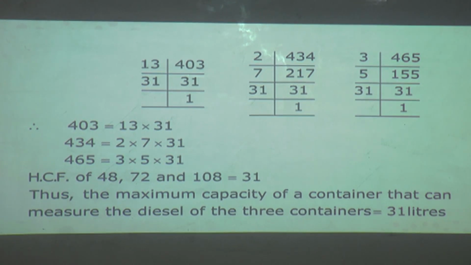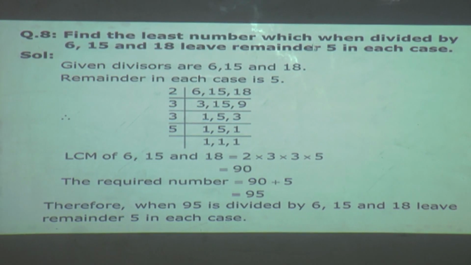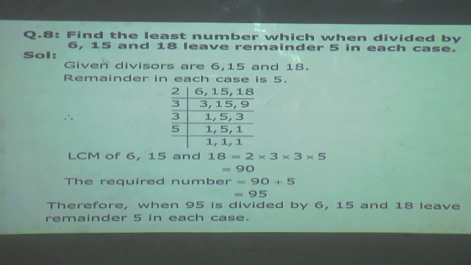Okay students, next question. Find the least number which when divided by 6, 15 and 18 leaves remainder 5 in each case. So let us see. We have to find the least number. It means we have to find the LCM of 6, 15 and 18 first. Given divisors are 6, 15 and 18. So let us find it first.